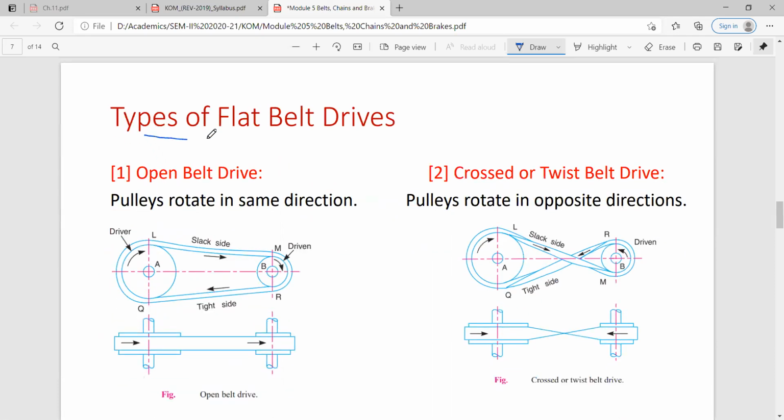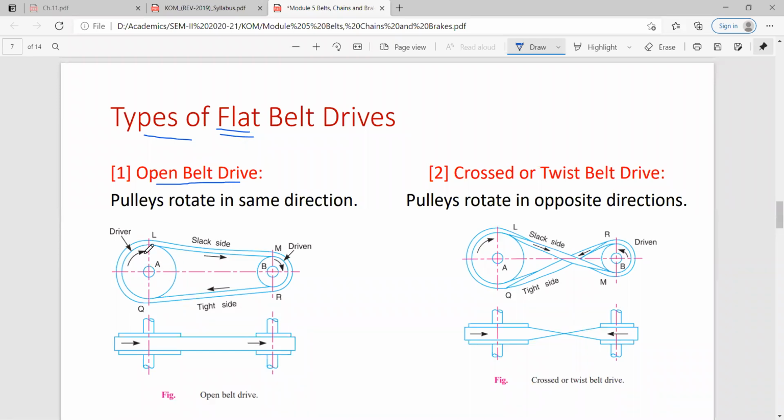Then, types of flat belt drive. Again, we have seen the types of belt: flat belt, V belt, and circular belt. Now we are seeing the types of flat belt drive. The belt used in these drives is a flat one, with a rectangular cross section. You see the first one, open belt drive. You can see in this case how the belt is wrapped over the pulley.